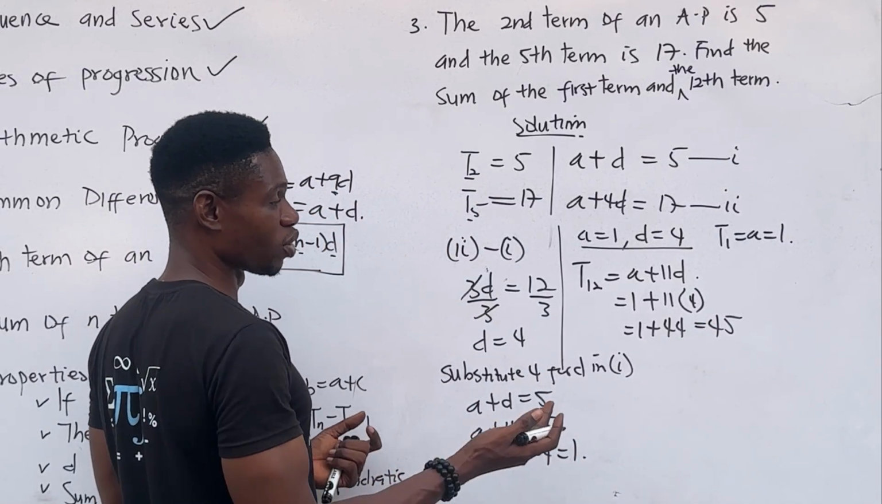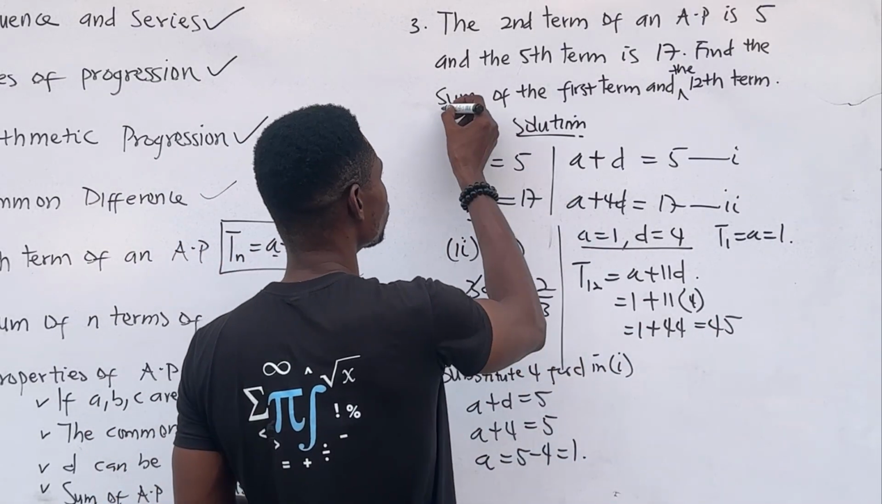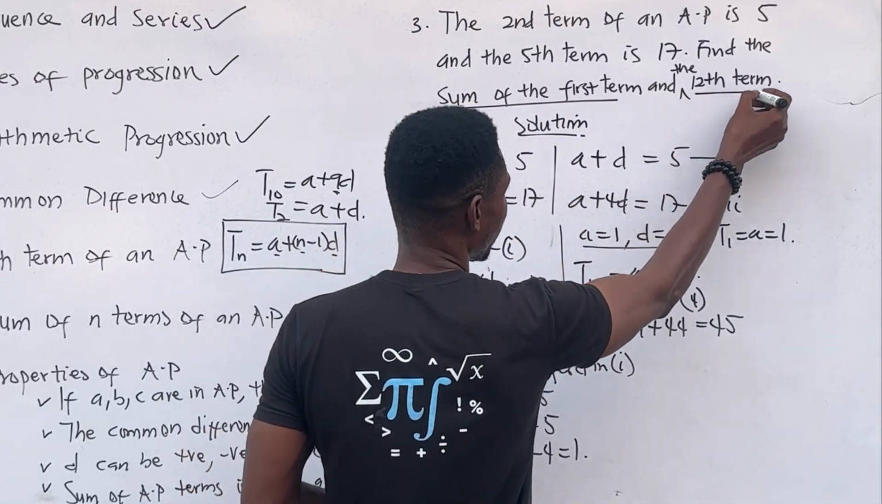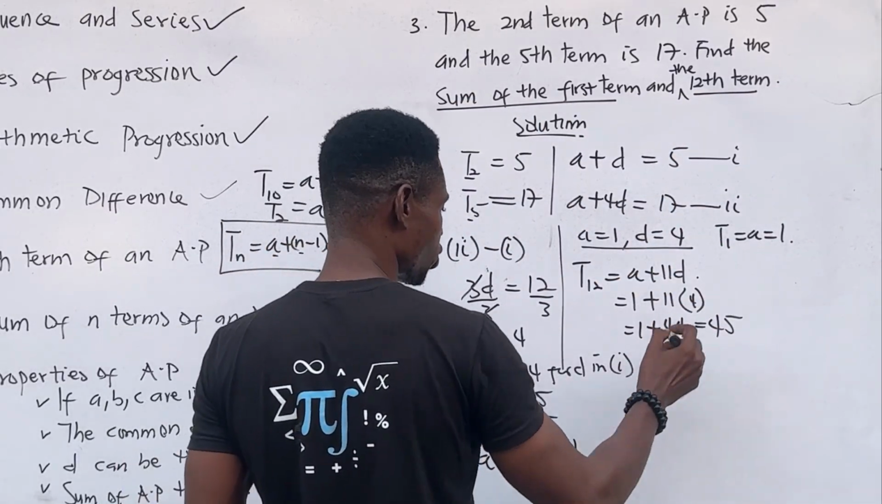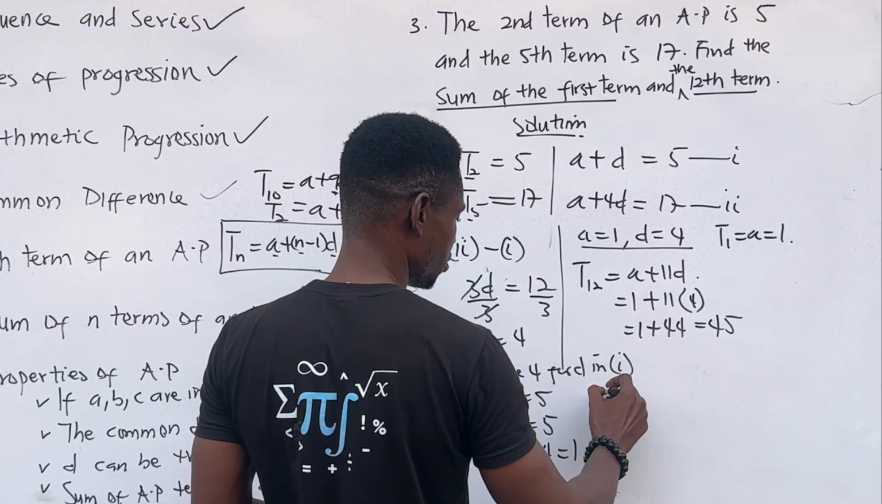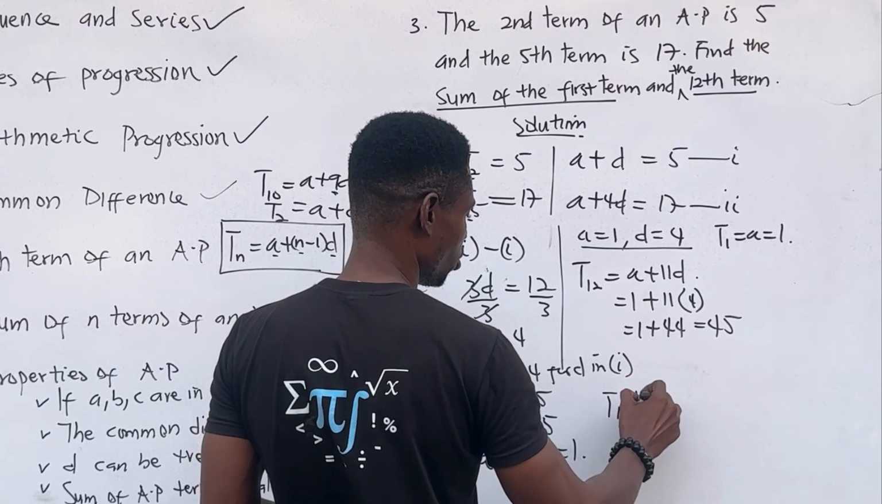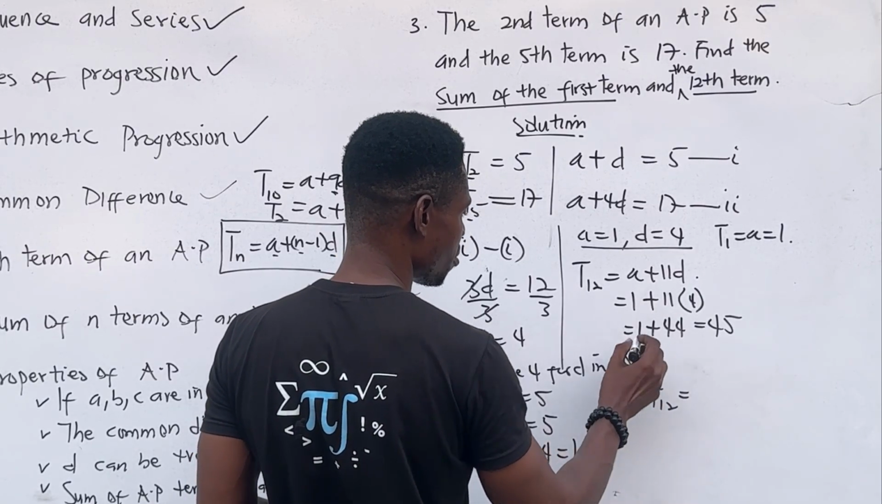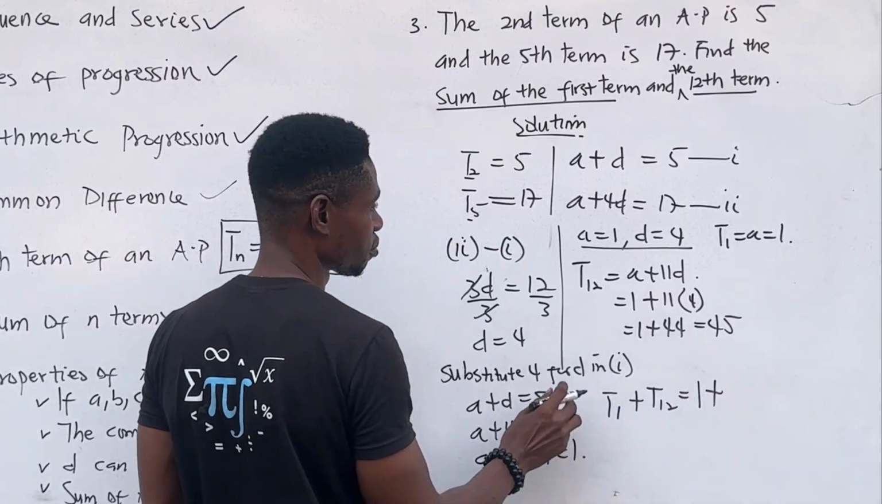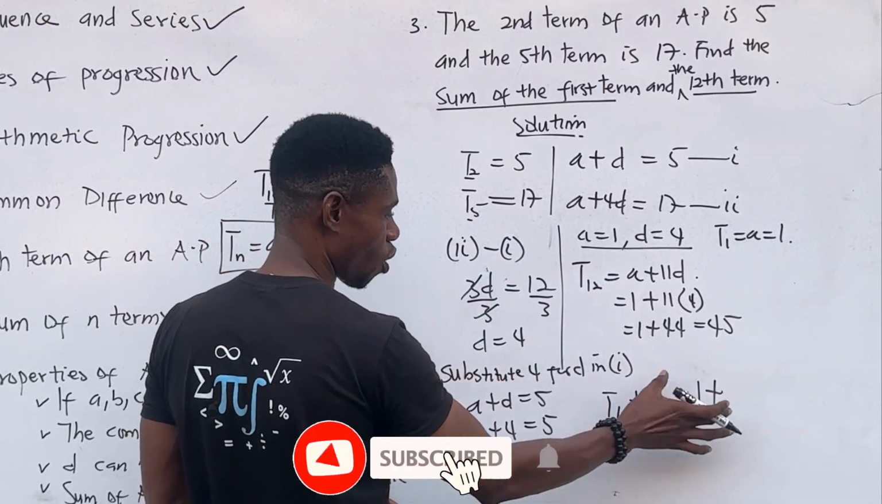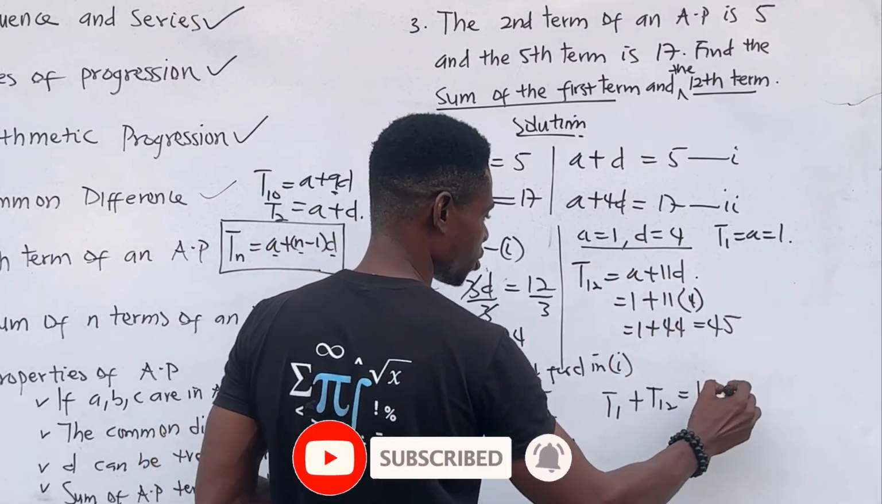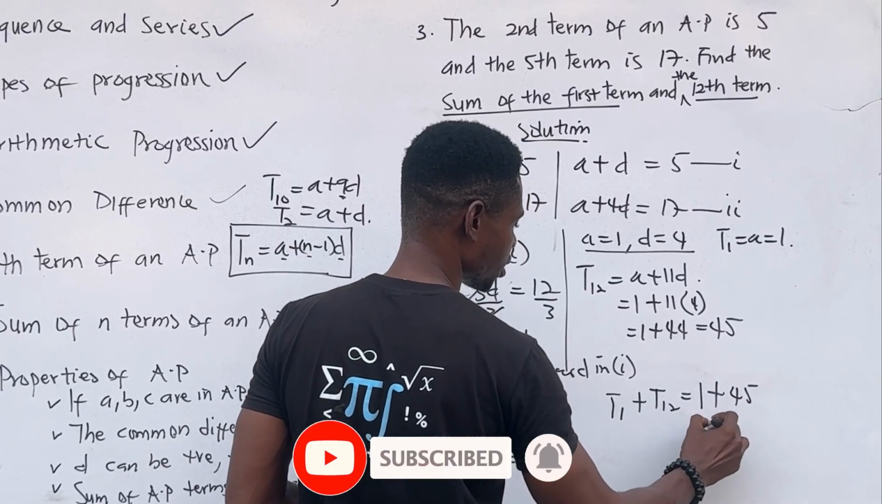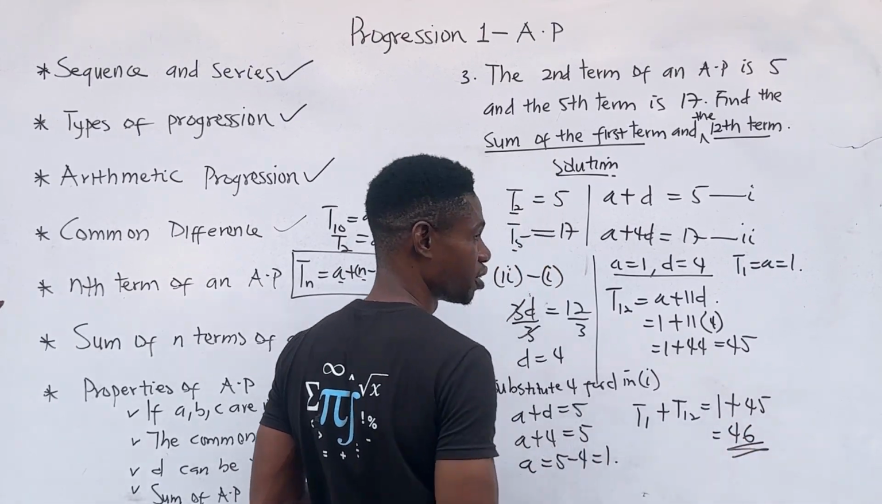But that is not what is asked of us. What they want is the sum of the first term and the 12th term. So our sum will be T1 plus T12. Our first term, which is A, is 1, plus our 12th term is 45. And then our answer is 46.